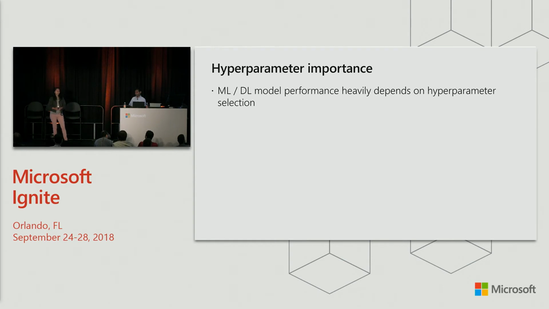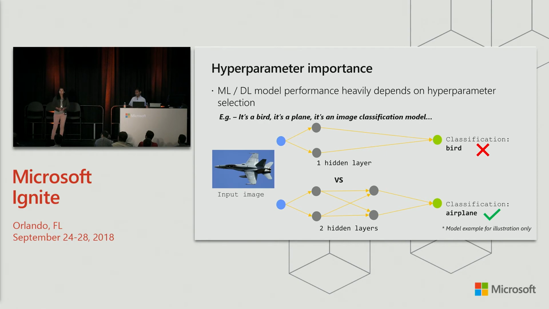Turns out that in machine learning and deep learning scenarios, the performance of your model depends heavily on the values of hyperparameters you selected. For example, when you're training a deep neural network, the values you use for the number of hidden layers could have a strong impact on the accuracy of the model.